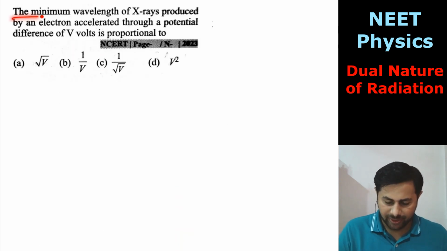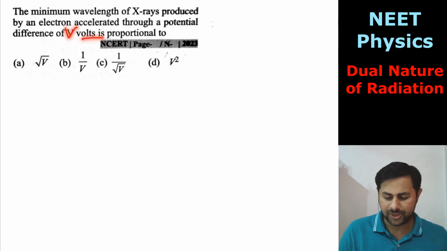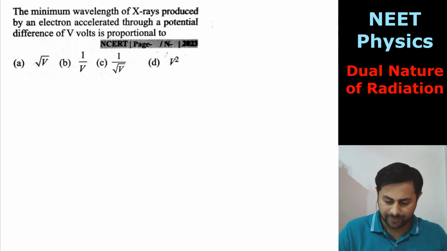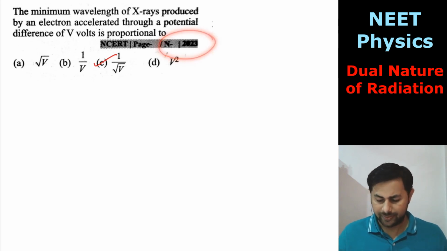All right, let's see this one. The minimum wavelength of X-rays produced by an electron accelerated through a potential difference of V volts is proportional to. Tell me which one is correct. Yeah, option C. Very good. Very simple question, right? So this was from NEET 2023 only.